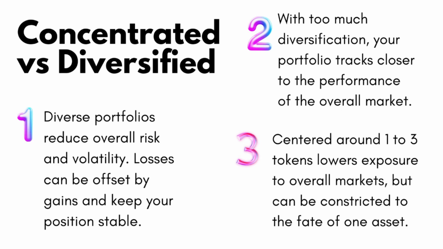However, if you over-diversify, be aware that your portfolio will track closer to the overall performance of the market, meaning if we are in a bear market, so is your portfolio. A concentrated portfolio centered around 1 to 3 tokens will lower your exposure to the performance of the overall markets, but can be constricted to the fate of 1 or 2 assets. So in the event that one of those assets doesn't do well, it means the performance of your portfolio suffers too. Concentrated versus diversified depends on the individual investor's preference. Both strategies will reduce risk, so for a beginner, finding a balance between the two would be the best idea.